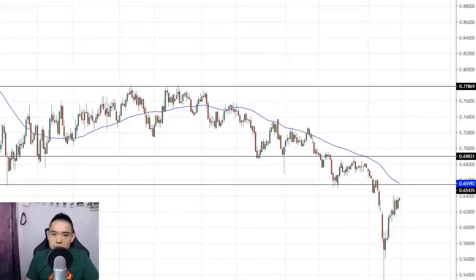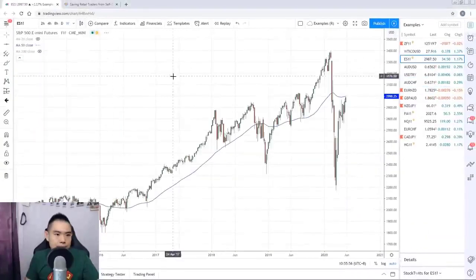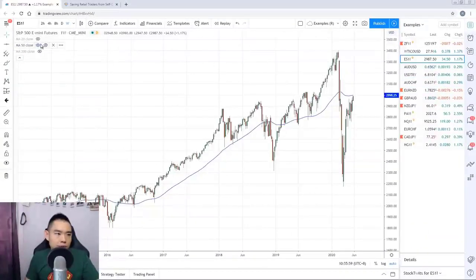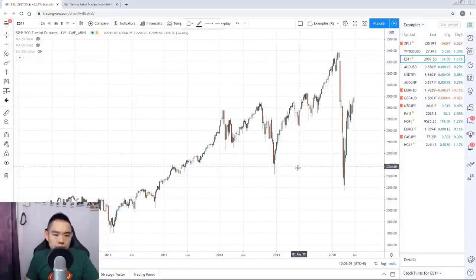And let's see one more example. How about the S&P? Okay, so in this case, the area of value, I would say, is possibly this over here.